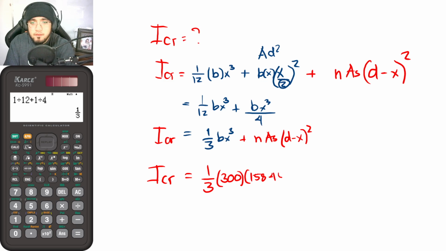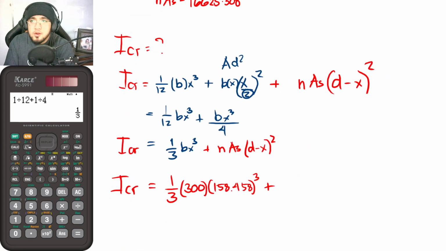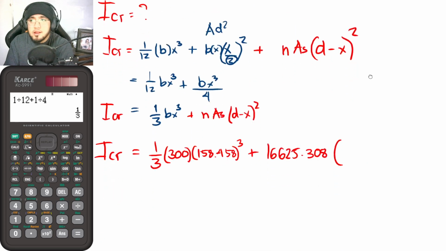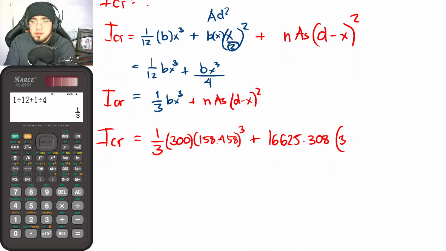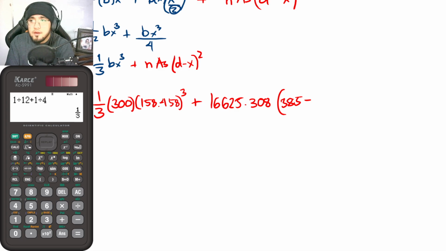Sorry, 458, I should say. Cube plus nAs. The value of our nAs, we have already solved for it earlier, which is 16625.308 times (d minus x) squared. So that is now equal to, so our d is equal to 385. So 385 minus x. The value of x, I should say, is once again 158.458.